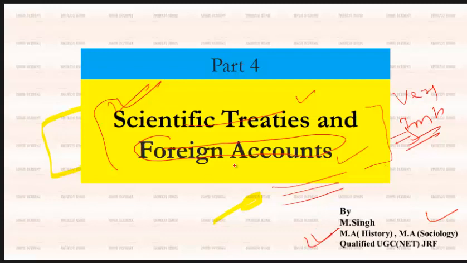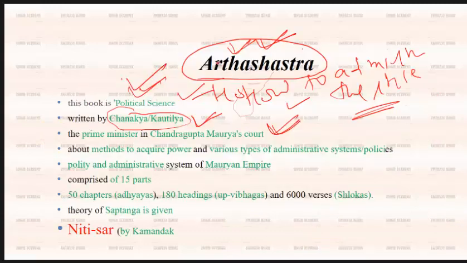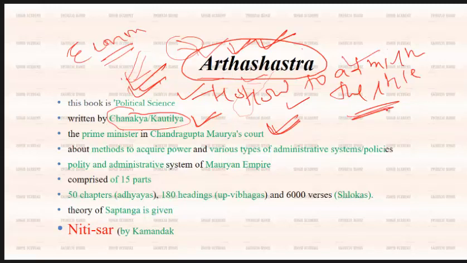So let's start with the scientific treatises. The first book is the Arthashastra. The name of the book is related to the economy, but the theme of the book is political science. It describes how to administer the state. This book was written by Kautilya or Chanakya.